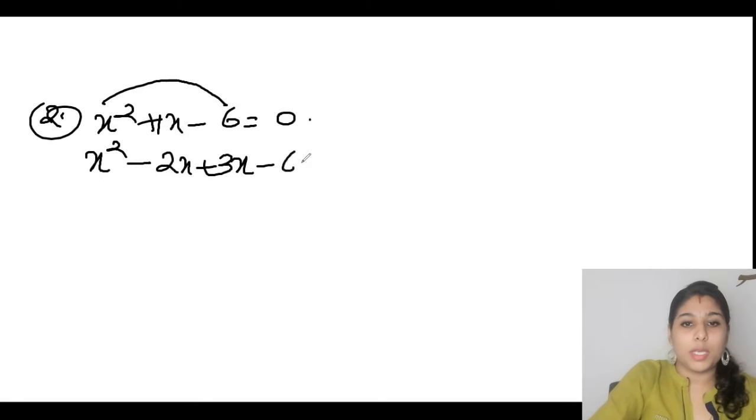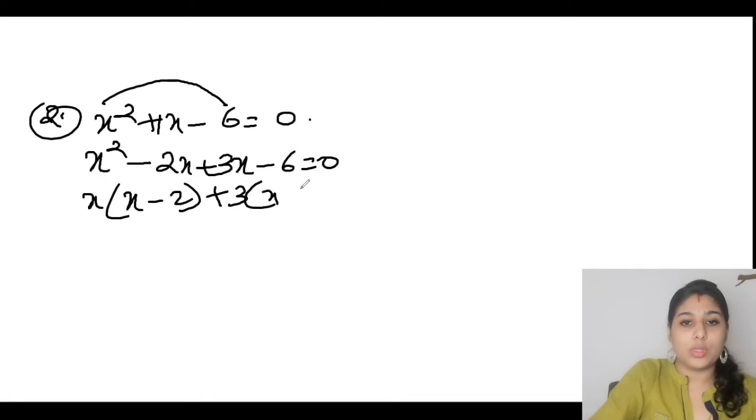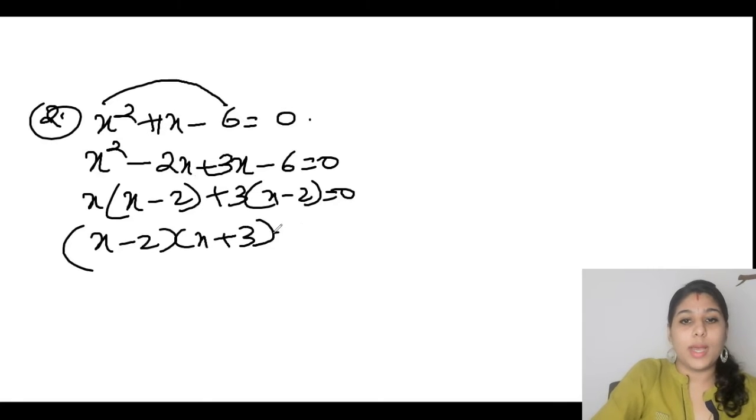Taking x common, so x into x minus 2 plus 3 into x minus 2 is equal to 0. So x minus 2 I am taking out into x plus 3 is equal to 0. Therefore, x minus 2 will be 0, that means x is equal to 2, and x plus 3 will be 0, that means x is equal to minus 3.